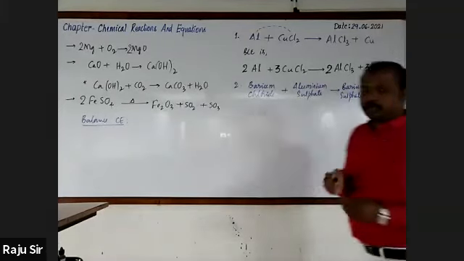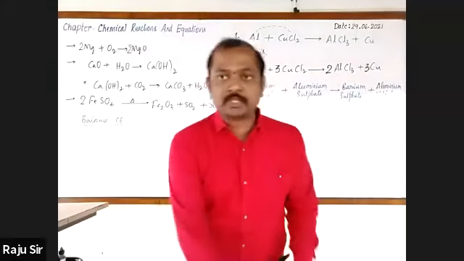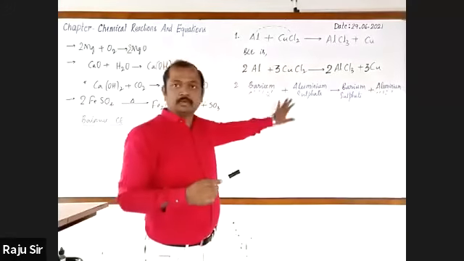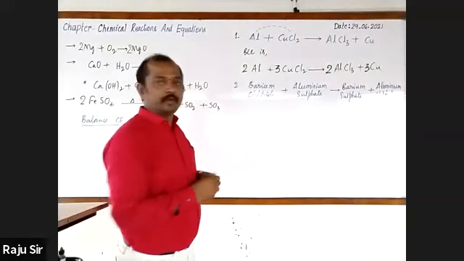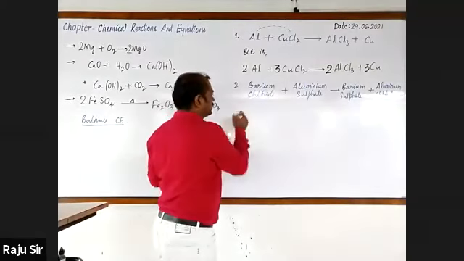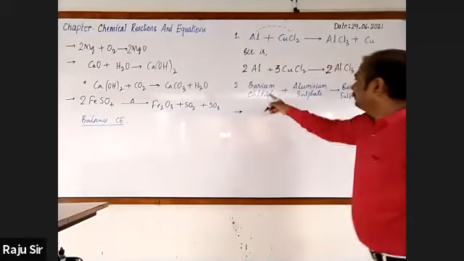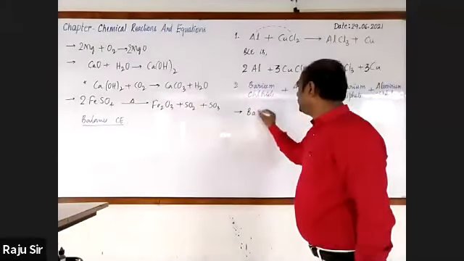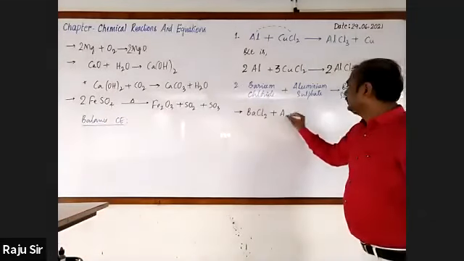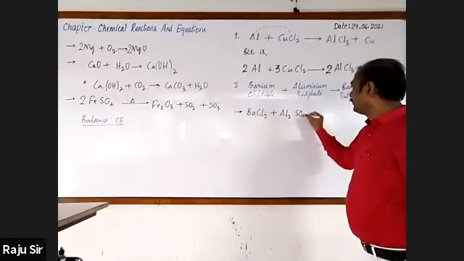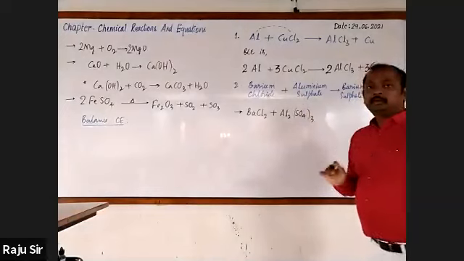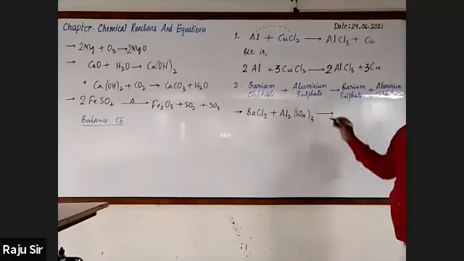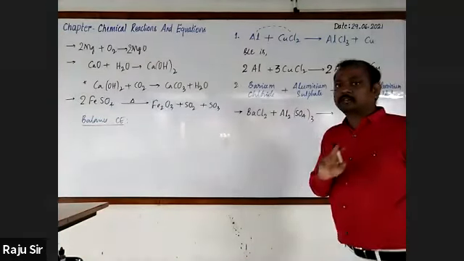See, they have given the chemical reaction. We have converted this into a word equation. Now let's go for writing its symbolic equation. Barium chloride, its chemical formula is BaCl2, plus aluminum sulfate. It is Al2(SO4)3. To write the chemical formula, you must know their valencies or charges.